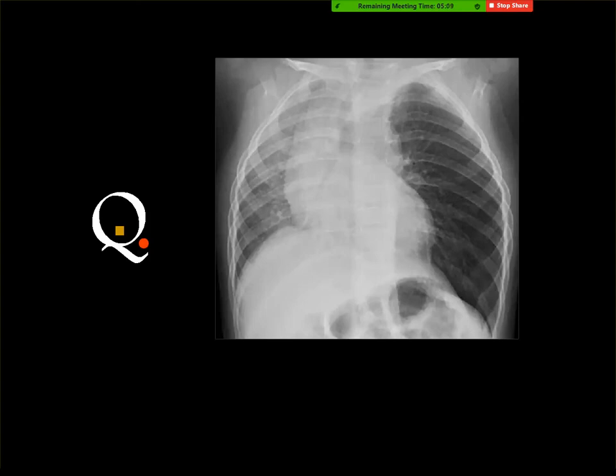No. Tension pneumothorax. No. Hypoplasia of the right lung. No, and see the vascular markings. There is paramediastinal opacity. Where? This one? Right, on the right side. This one? Yes. It's the cardiac border. It is displaced to the opposite side.